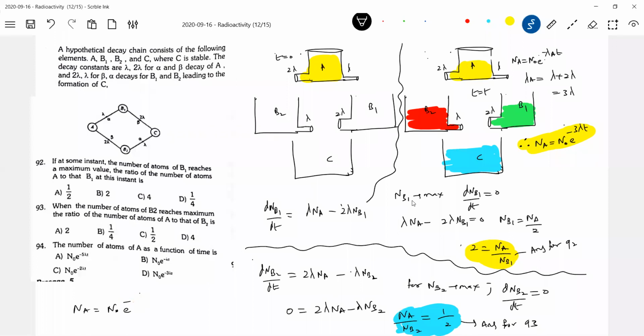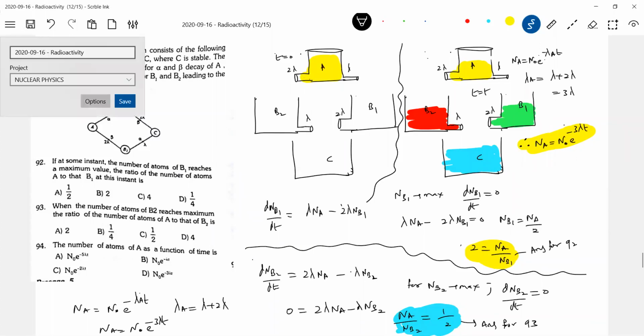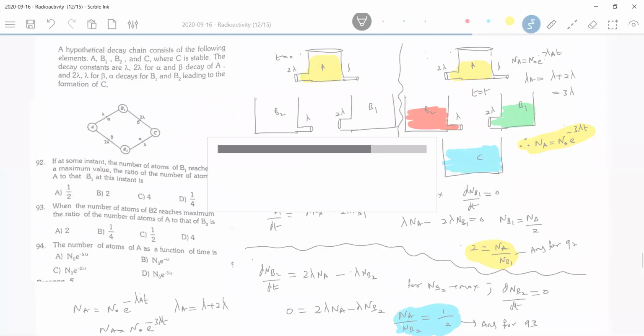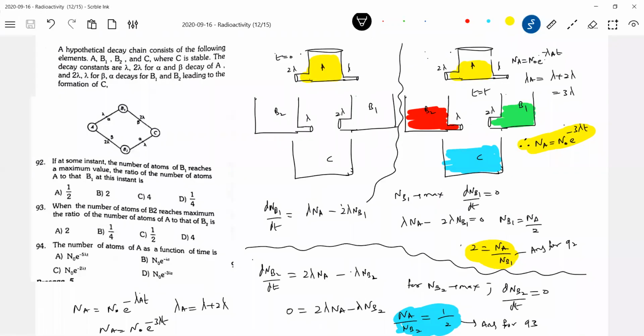Once again, I'll write it here. What is lambda A? Lambda plus 2 lambda, e to the minus 3 lambda t. These are very popular, huh? So nothing to do. We don't have any other physics or much other mathematics. I'll scroll down. I say this fluid mechanics method is the lowest level of thinking.